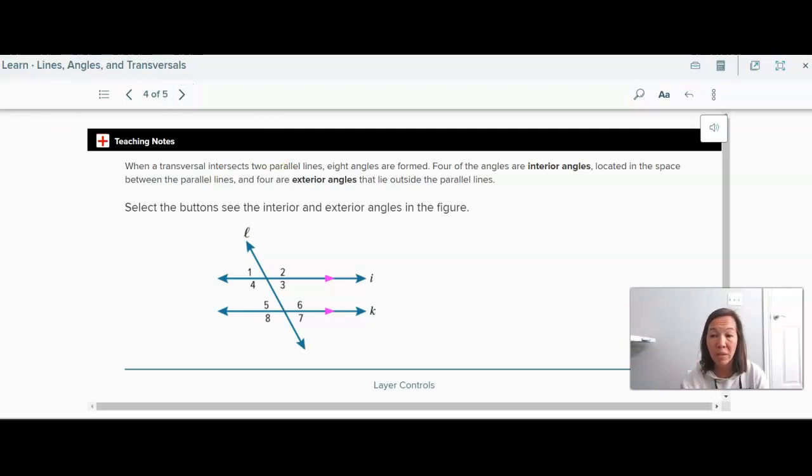Now when we have transversals and parallel lines, and that's what this section is mostly about, when parallel lines are cut by a transversal, there are 8 angles that we're going to be looking at here, and they're numbered 1, 2, 3, 4, 5, 6, 7, 8. 4 of the angles are interior angles, so these 4 right here are interior because they're between the lines, and the 4 that are outside those lines are exterior angles.